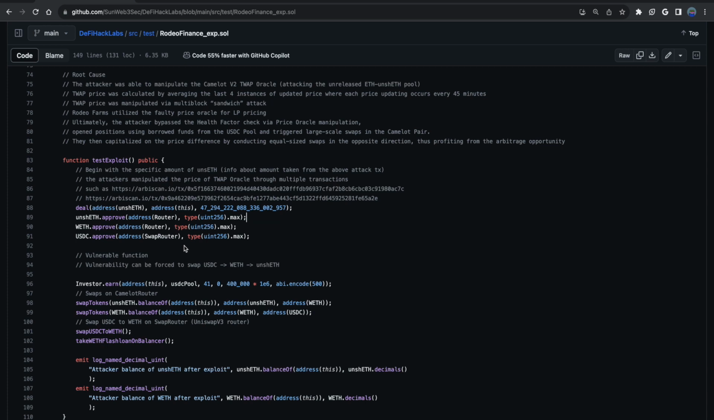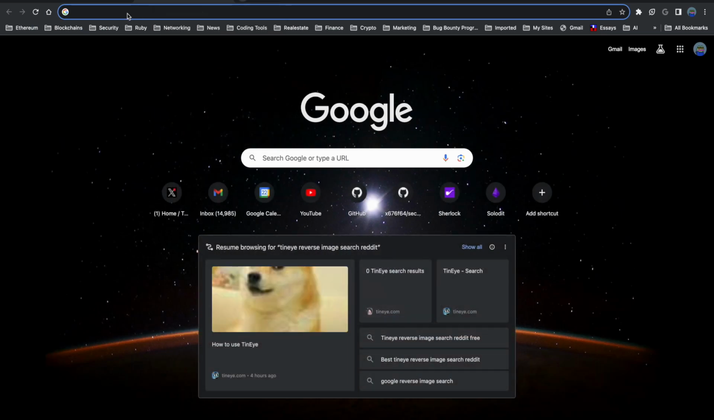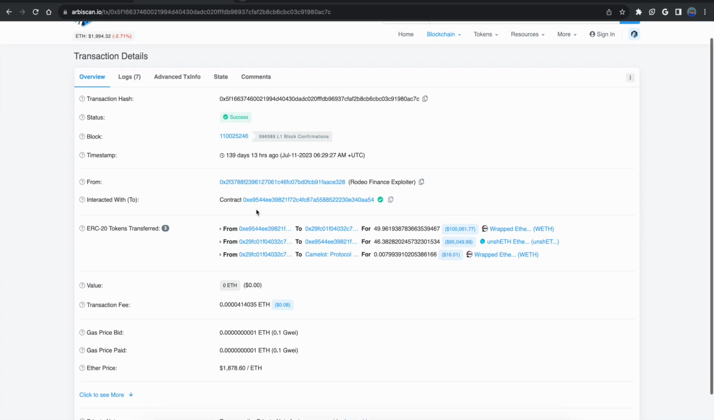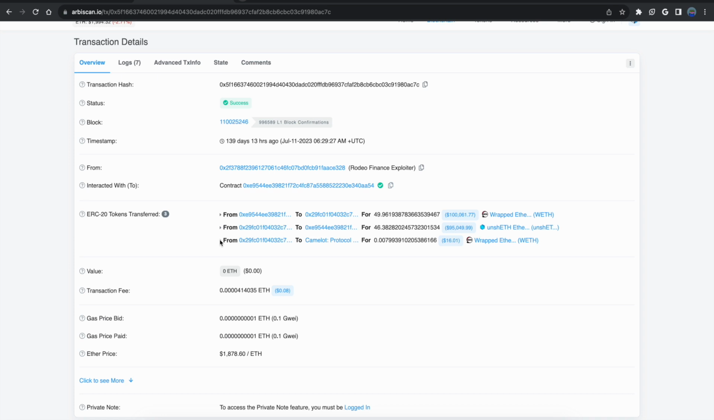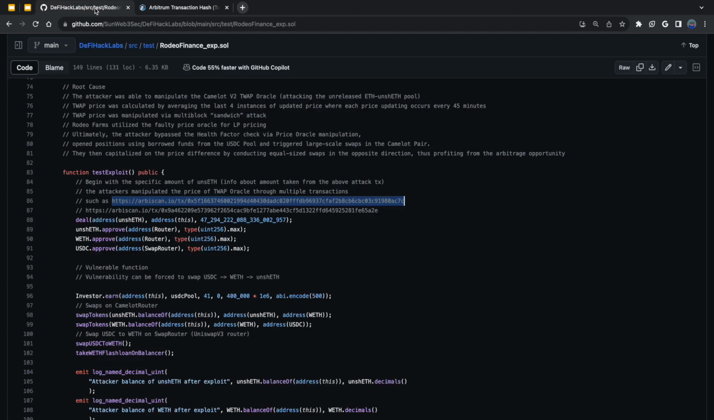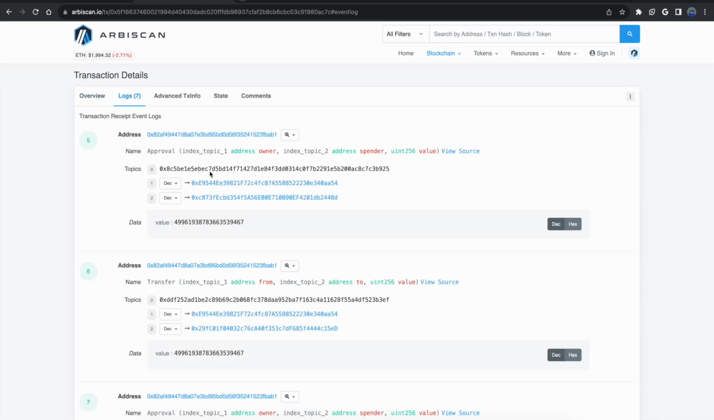The attacker began with a specific amount of UNS ETH. The attacker manipulated the price through multiple transactions. That's probably where they artificially created those 4 different intervals. We'll take a short look at this. Yep, looks like 3 different transactions. So let's look at the logs.